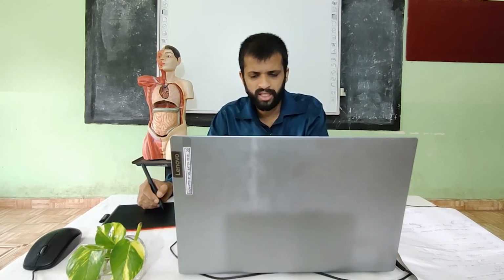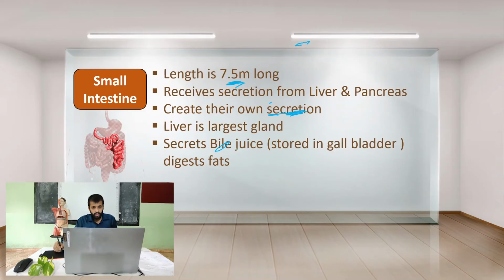Next, the liver is the largest gland, I've already told you. What it does is create a juice or secretion called bile juice. It is stored in your gallbladder. The purpose of this juice is to digest fats.